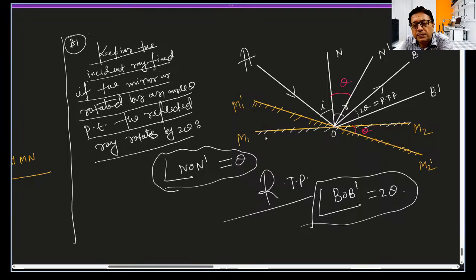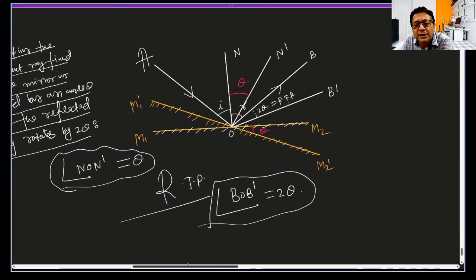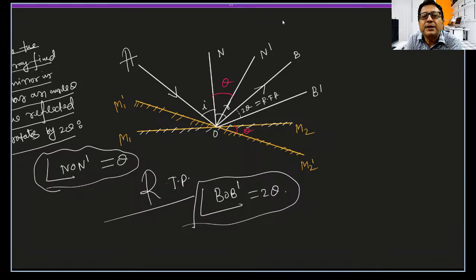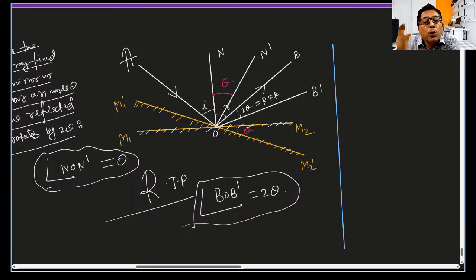It's very easy to prove. BOB dashed equal to 2 theta is not very difficult to prove here. Let me try. Hope all of you have done it. Just check with my calculation. The normal rotated by an angle theta. So for M1 dashed, M2 dashed, this position of the mirror, ON dashed is the normal.